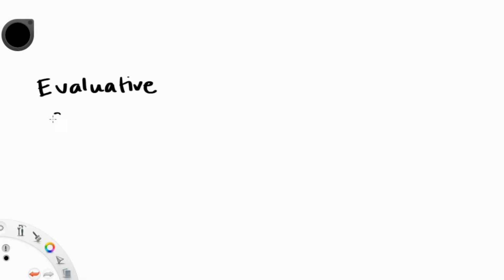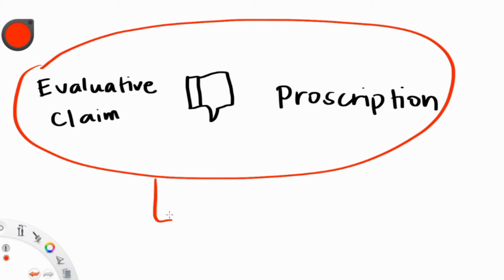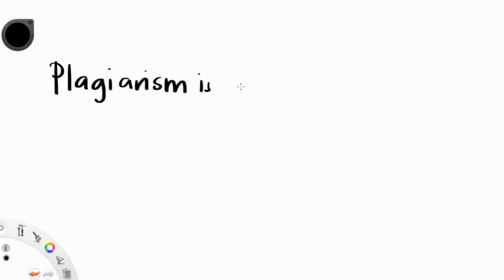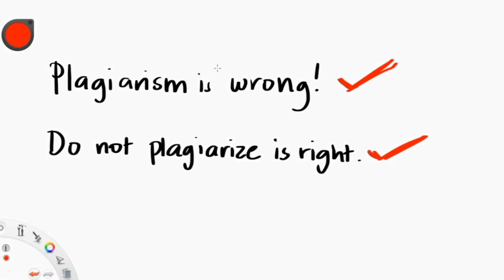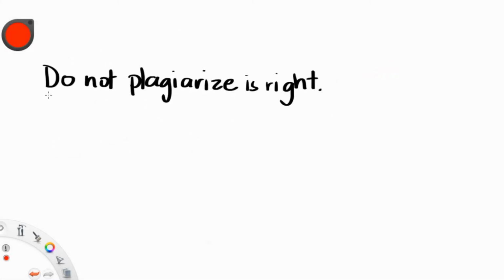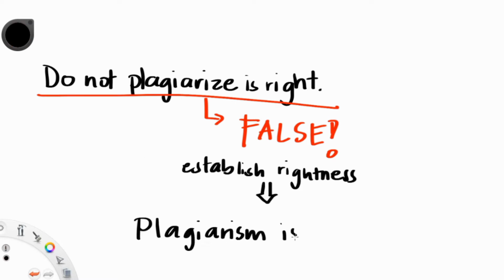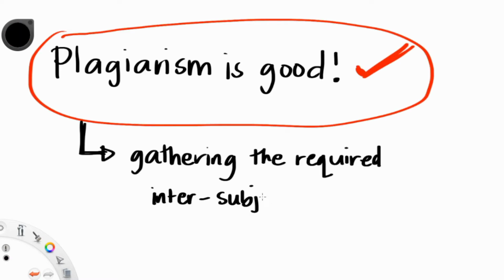When you accept an evaluative claim, you must also accept its prescription. Rejecting the prescriptive claim will result in dissonance or the lack of harmony. Consider the evaluative claim plagiarism is wrong. If we accept this claim, then we must also accept the prescription do not plagiarize is right. The prescriptive claim can be falsified if we establish the rightness of the claim. Plagiarism is good. We can justify the rightness of a claim by gathering the required intersubjective consensus from a concerned audience.